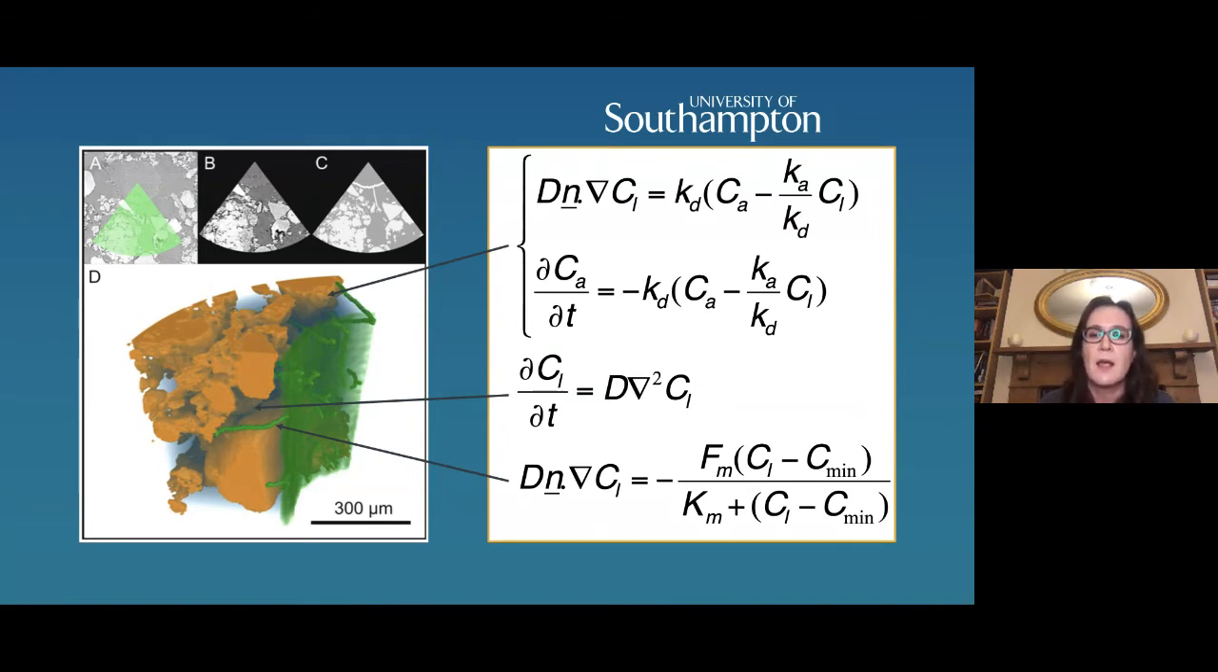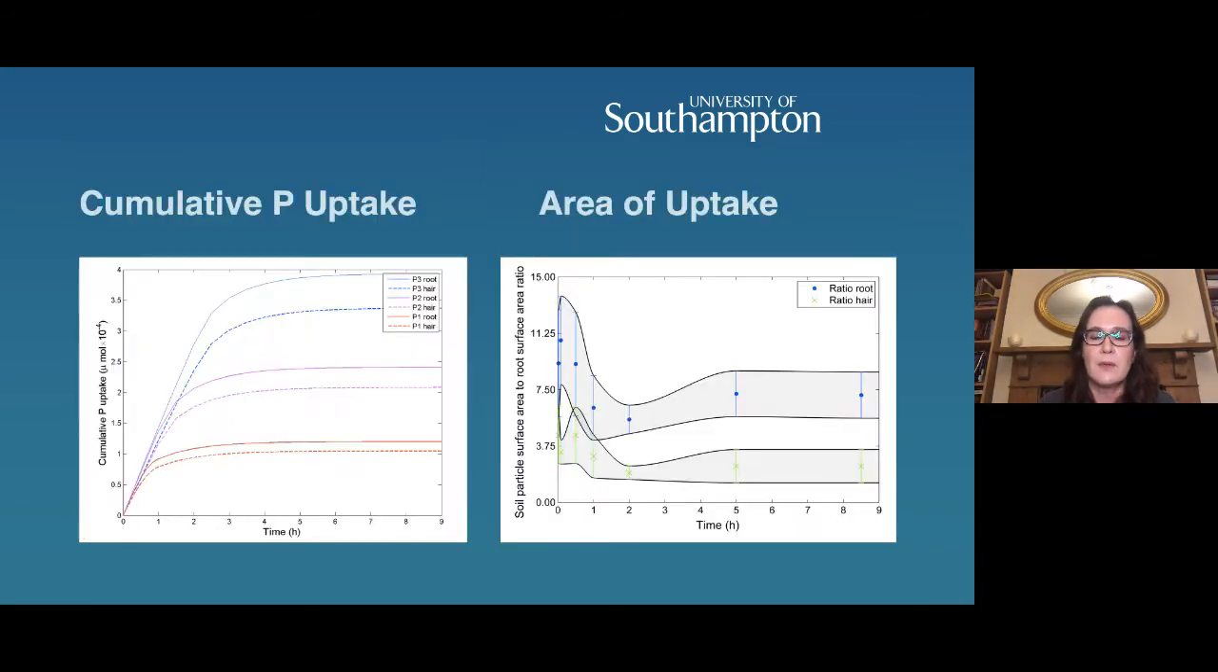So this enabled us to then predict how much phosphorus this root and root hairs are taking up, directly relevant for these images. And what we found is that the root hairs actually double the uptake of nutrients by the root, rather than being little hoovers that go into pore space and dominate everything, as was previously thought.